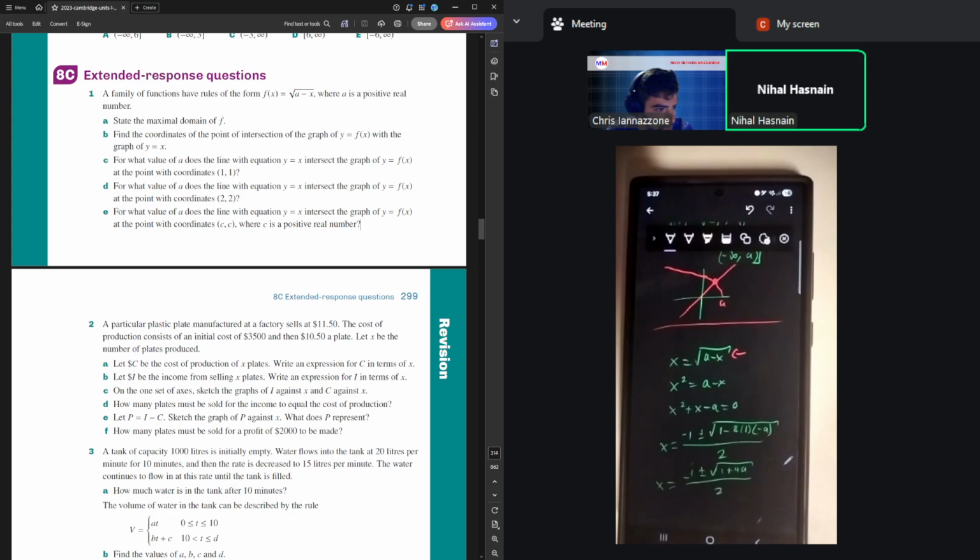So I guess the discriminant will be 0. Discriminant 0. Because there's only one solution. Yeah, you want to force one solution.